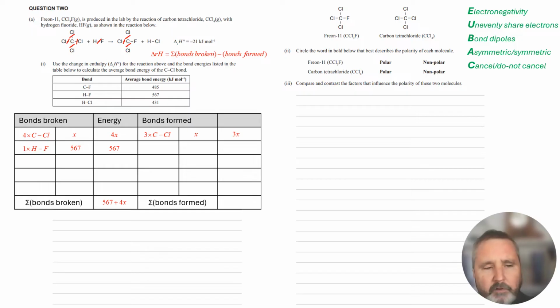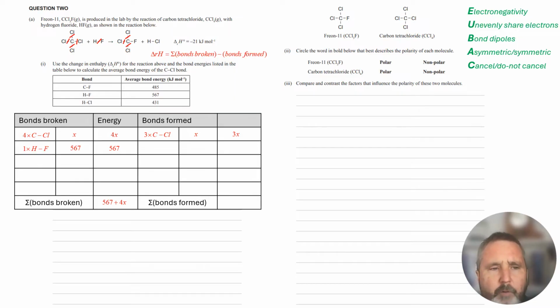At this point, we might realize that we actually didn't break 4 of these carbon chloride bonds. We only broke 1 of them because 3 of them were reformed again, but we can solve our problem that way. But actually, if we do it this way, we're just going to be less likely to make a mistake, so that's fine.